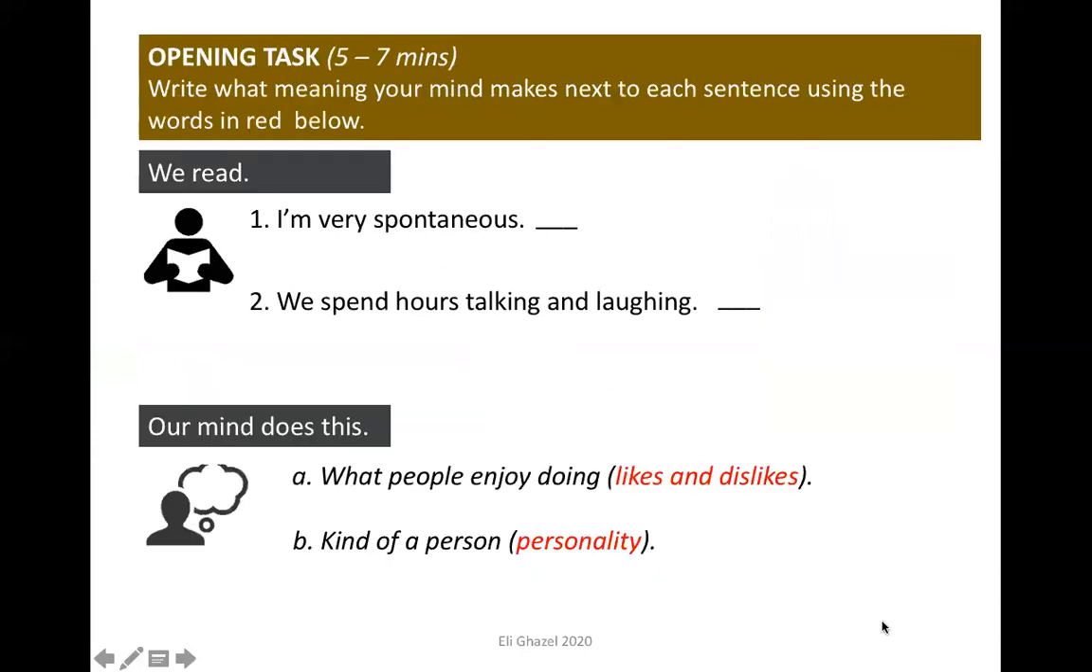Now, we're still with the opening task to now use the same sentences to help the students think about why were we listening to the sentences. You ask them, write the meaning your mind makes next to each sentence using the words in the red. When you read, I am very spontaneous, what does your mind do? Does it think what people enjoy doing? Or does it think kind of a person? It doesn't matter if the answer is right or wrong. What we are trying to do is to get them to look at the sentences more and more, all right?